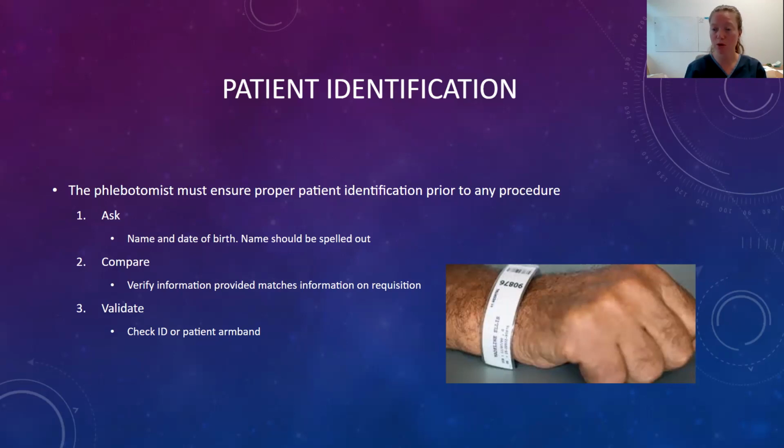Sometimes you may work at a facility with a barcode system. Even if you scan an ID band with a barcode, you are still doing this 3-step process, still having them verify their name and checking the order against the requisition, or the label against the requisition, excuse me.